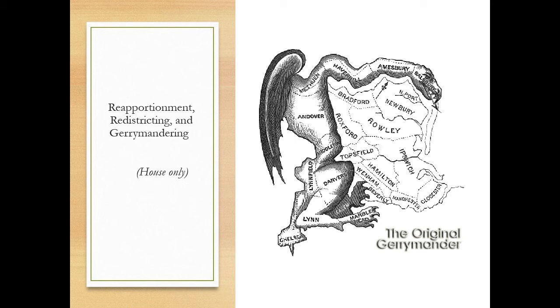The cartoon that's shown in your book, and it's the original, had to do with Representative Gerry. And you'll see that it looks to me like a dragon, but they said it looked like a salamander, like a lizard. And so they conflated the two terms, Representative Gerry and a salamander, and came up with the term gerrymander. And so that's where it comes from.